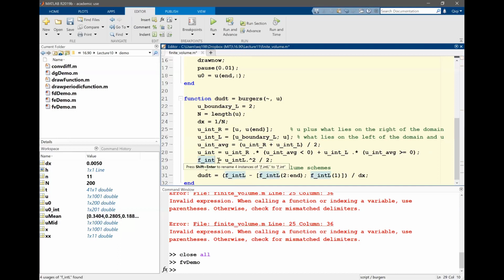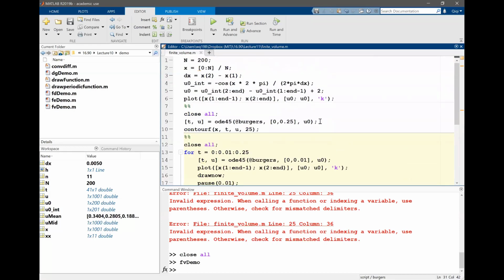And the F interface would be U interface squared divided by 2. Now, what's generic for all finite volume schemes with a boundary would be F interface from 2 to end, on the left, that's 1 to n minus 1, minus F interface from 2 to end, divided by delta x. All right, any questions? So now let's run it. This is basically the difference between the left and the right fluxes.